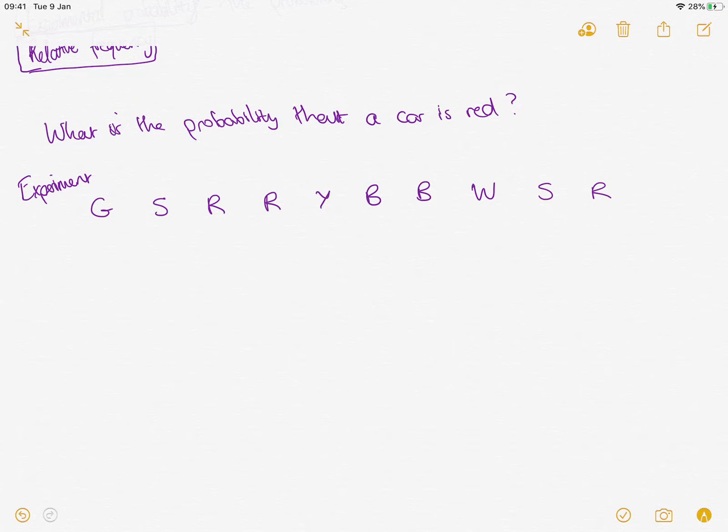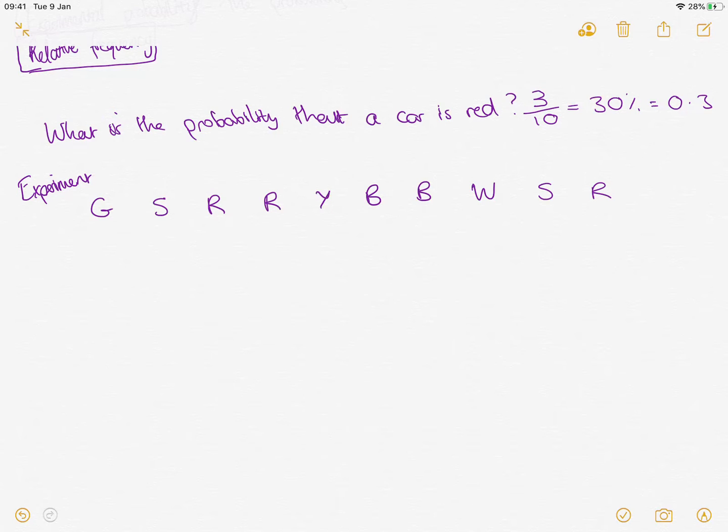And let's have another red. Let's just do 10 for now, actually, just to make it a bit quicker. So I've then got, out of the 10 cars, how many of them are red? Well, out of the 10, 3 are red. So I can say the probability is 3/10 or 30% or 0.3.